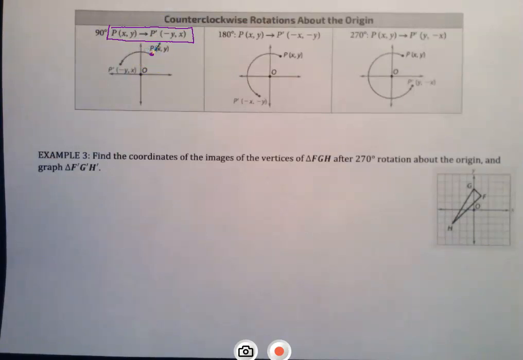No, the original P. We don't know the coordinates themselves, but we do know there's an X and Y. So what happens when we map P, which is XY, to P prime? What happens to our X and our Y? Did they both go negative? No. Okay, then that's not what happened. One went negative and then they switched places. So X and Y switch.